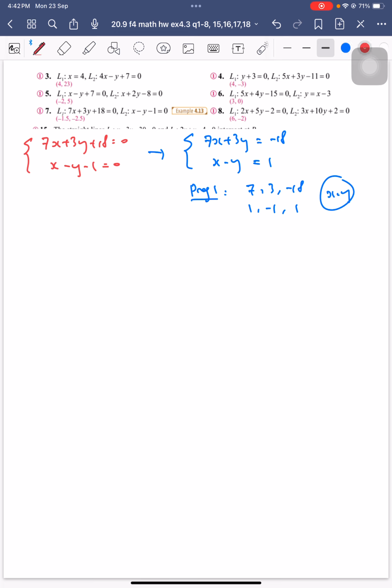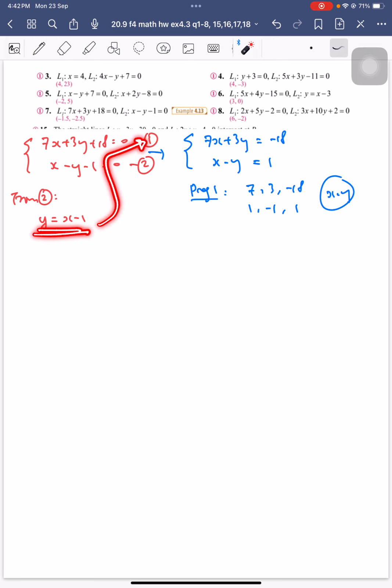Apart from this method, you can just use the method of substitution. This is the first equation, this is the second equation. From the second equation, we can make y the subject. This is negative y, so I move it to the right and it becomes positive. So I have y equal to x minus 1. Then you can substitute this y with x minus 1 into our first equation.